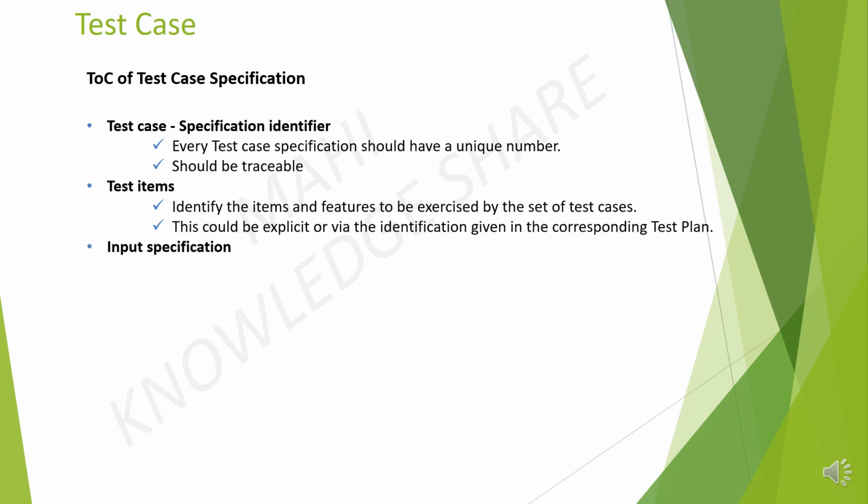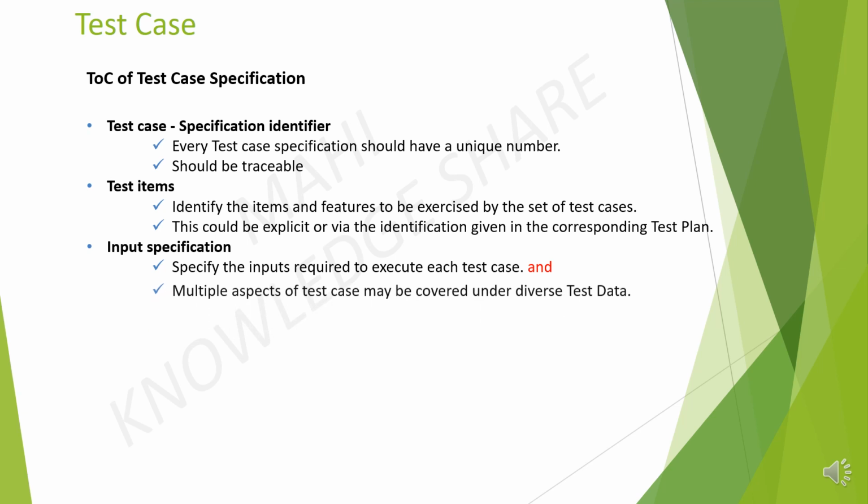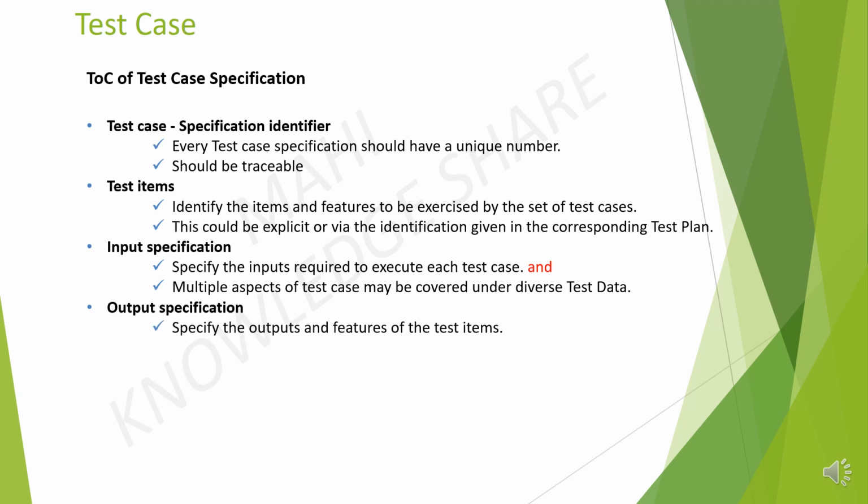Then, input specification. Specify the inputs required to execute each test case, and multiple aspects of a test case may be covered under diverse test data. Then, output specification. Specify the outputs and features of the test items. Then, environmental needs. List the software and hardware required for execution.